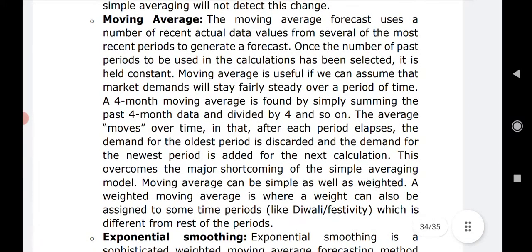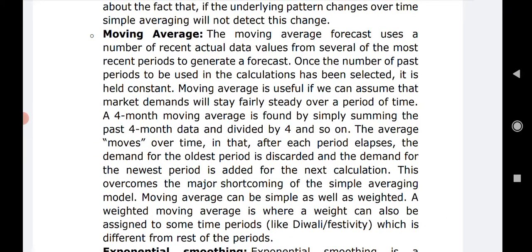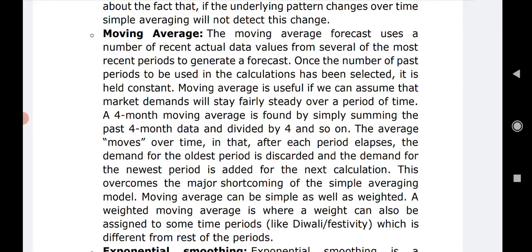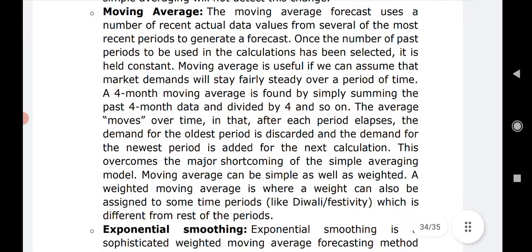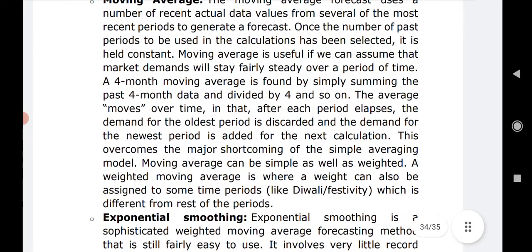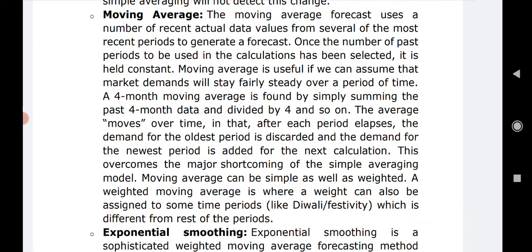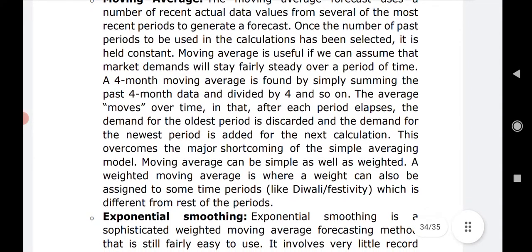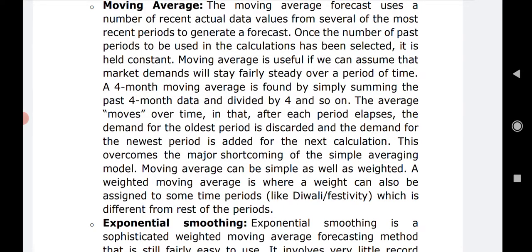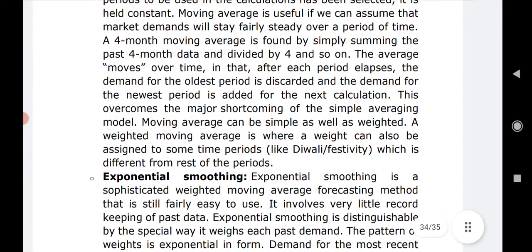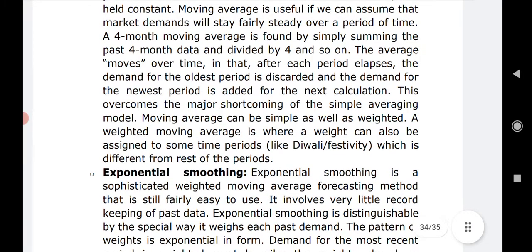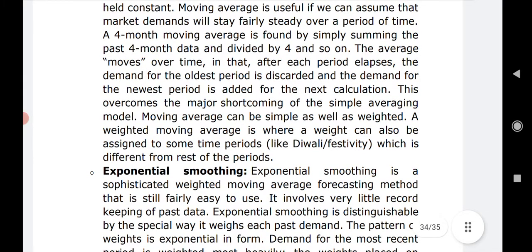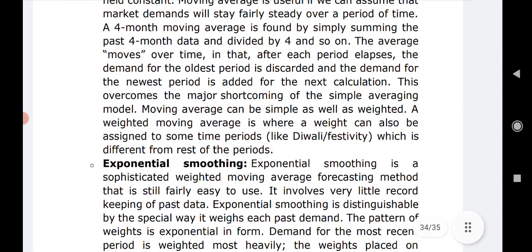Next comes moving average. The moving average forecast uses a number of recent actual data values from the several most recent periods to generate a forecast. Once the number of past periods to be used in the calculations has been selected, it is held constant. So moving average is useful if we can assume that the market demand will stay fairly steady. This can be used where no changes are expected, right? And then the moving method can be used. A 4-month moving average is found by simply summing the 4 months' data and dividing by 4. So the average moves over time. After each period elapses, the demand for the oldest period is discarded and the demand for the newest period is added. Such calculations may be there.